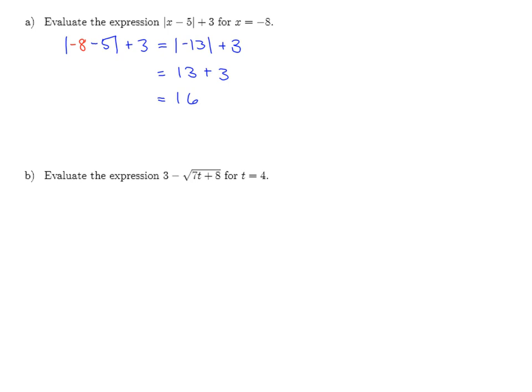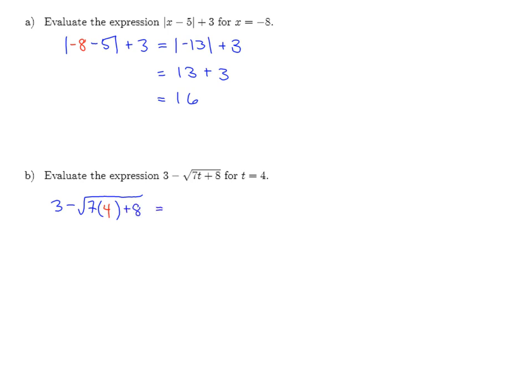In this next example, we're asked to evaluate the expression 3 minus the square root of the quantity 7t plus 8 for t equals 4. So we'll go in and replace every instance we see of t with a 4. So looking at this, we have 3 minus that square root, and inside there we have 7 times t plus 8. So we'll have inside this square root, when we replace t with 4, we'll have 7 times 4 plus 8.